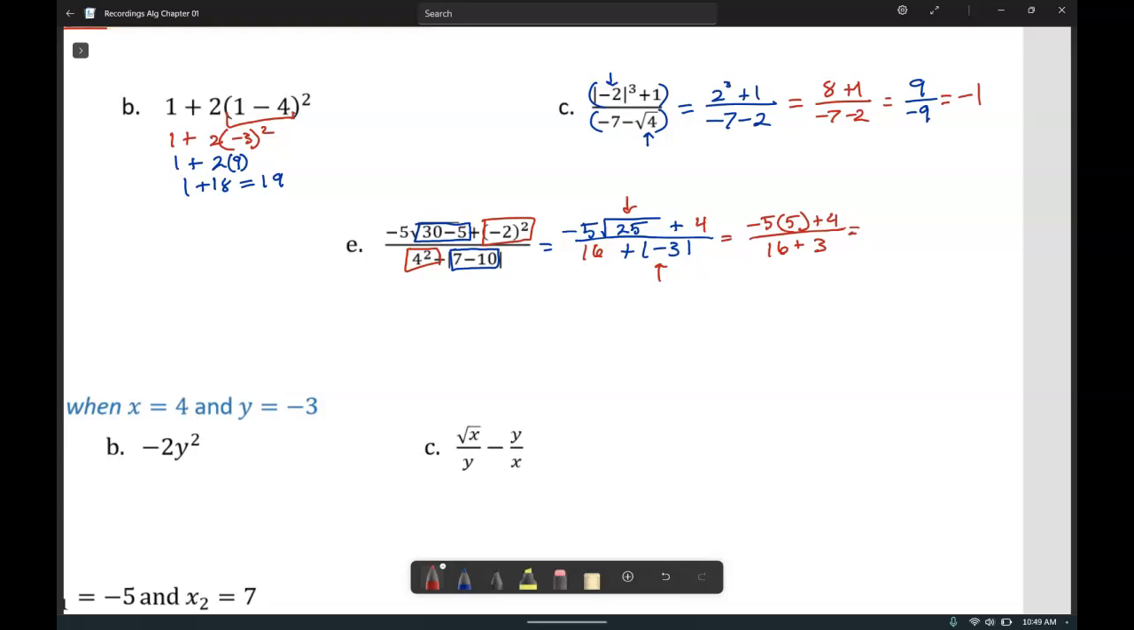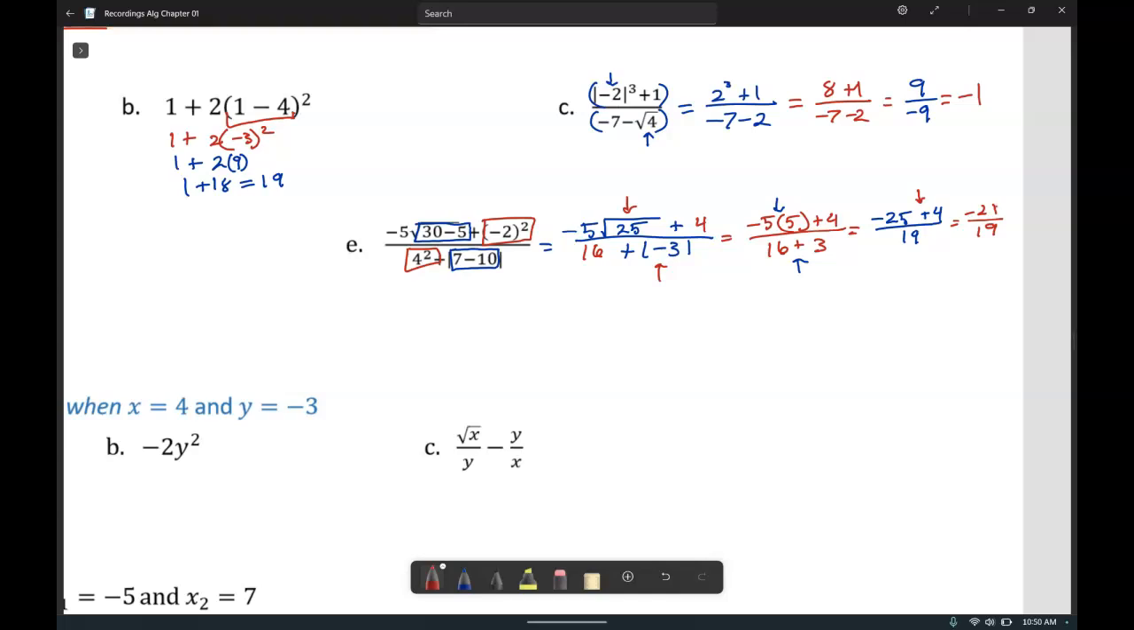Then we'll go through and take care of our multiplication. We can go ahead and actually do this since it doesn't have any other operations in that group. We can simplify it in the same step, save ourselves a little bit of time. Negative 25 plus 4 over 19. And then we'll do our next addition in the numerator to give us negative 21 over 19.